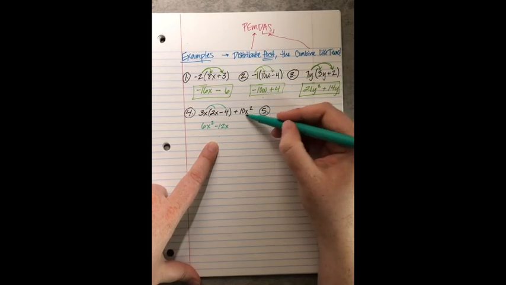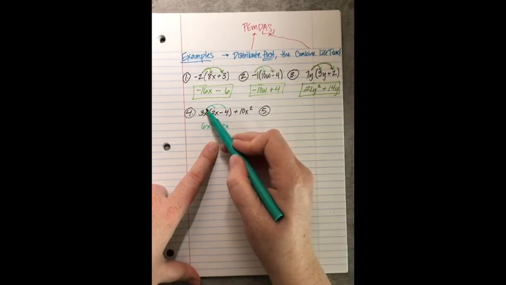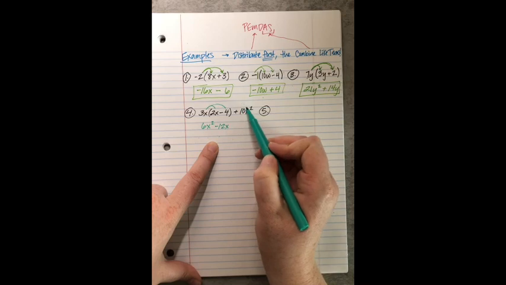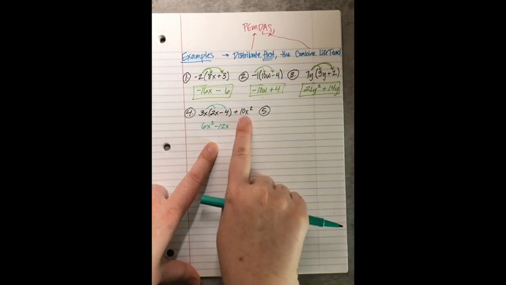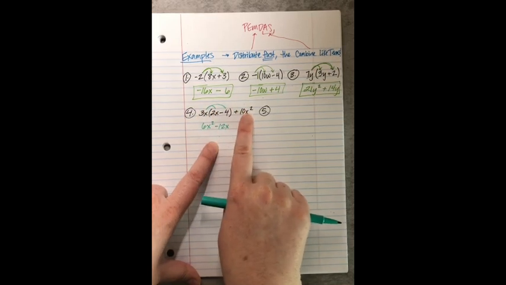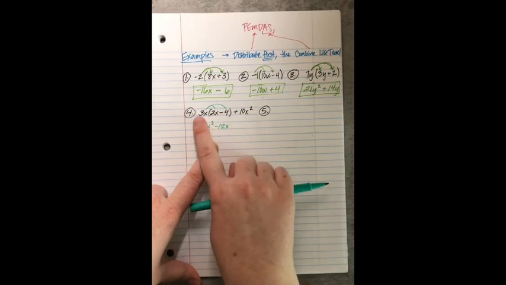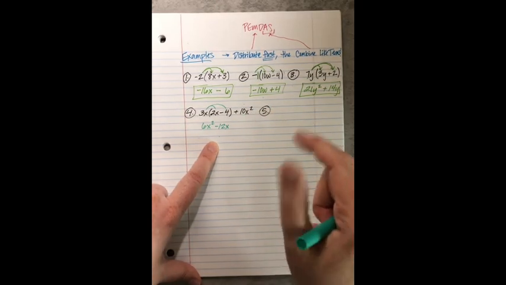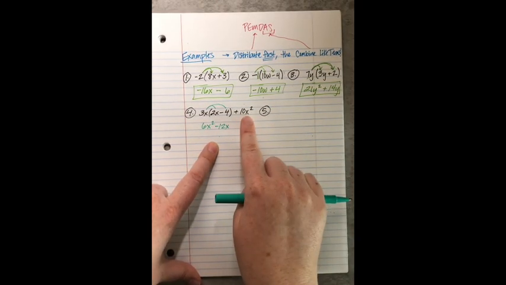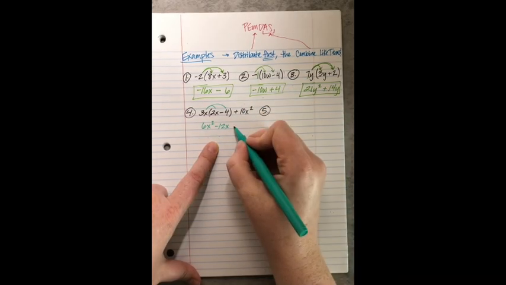Now I'm just going to drop this down. A lot of kids might go, oh wait, do we have to distribute to the 10x squared? No. Why would we not distribute to the 10x squared? Ask yourself that. And the answer to that is it's not inside the parentheses. Okay, so we simply just drop it down.